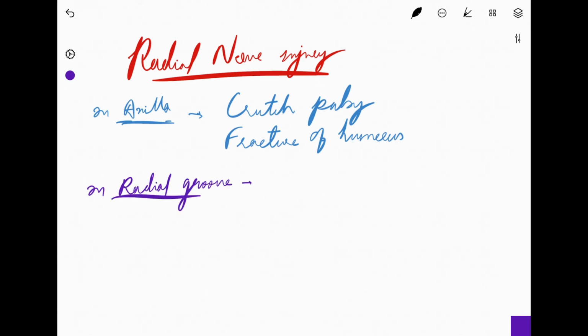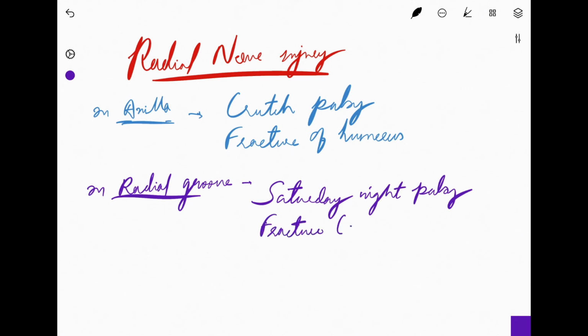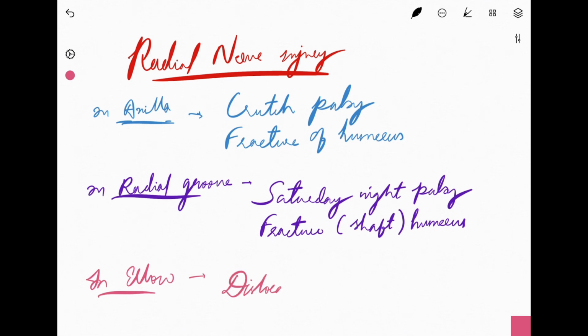Saturday night palsy or honeymooner's palsy can occur after placing one's arm over a chair for an extended period, causing a pressure injury to the radial nerve. The radial nerve is affected at the elbow joint either due to dislocation or fracture of the neck of the radius. Radial nerve entrapment, which occurs due to compression of the radial nerve, is most common at the proximal forearm, where the posterior interosseous branch of the radial nerve passes between the supinator heads.